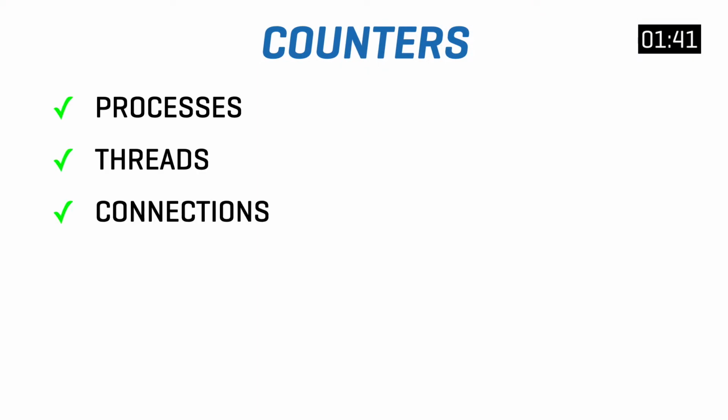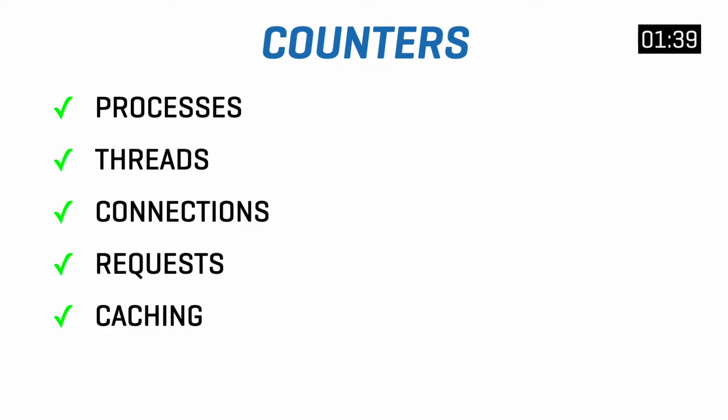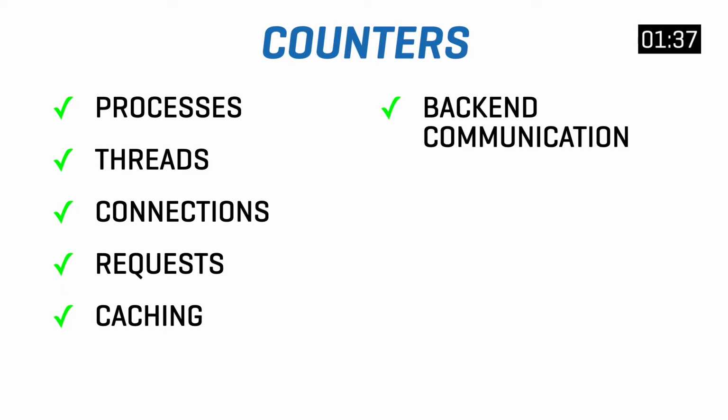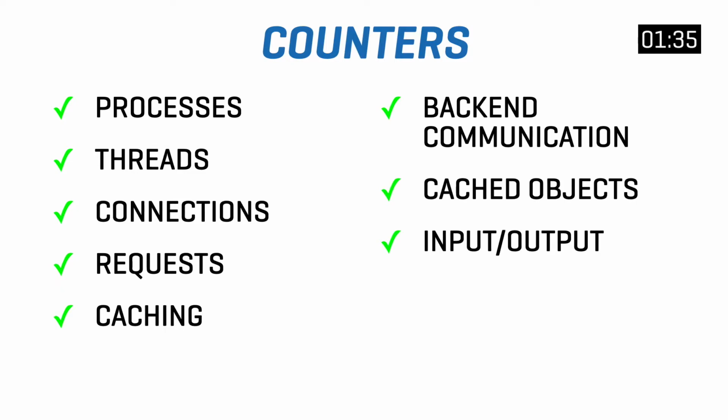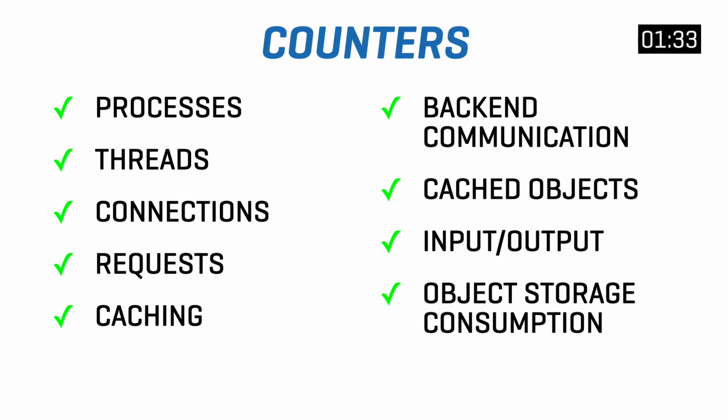And these counters that it presents range from information about processes, threads, connections, request information, caching status, also backend communication, cached objects, input and output streams, and also the amount of memory that is consumed for object storage. Now, for a full list of statistics, you can go to the following URL. It's part of the Varnish documentation and has the full list with all the information you need.